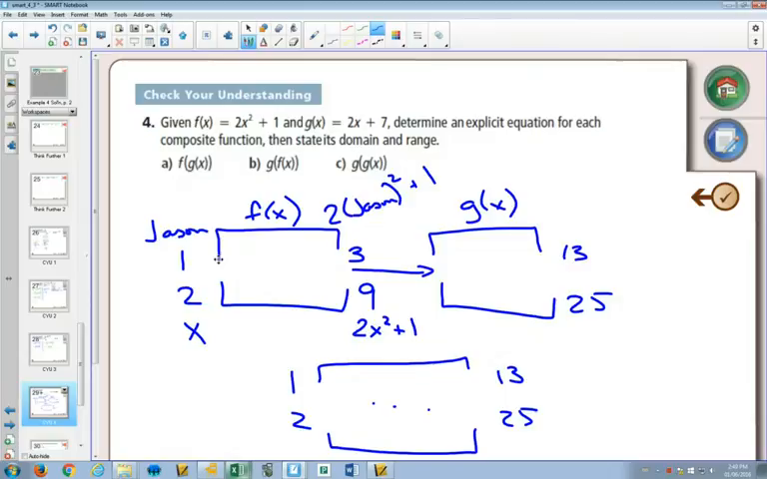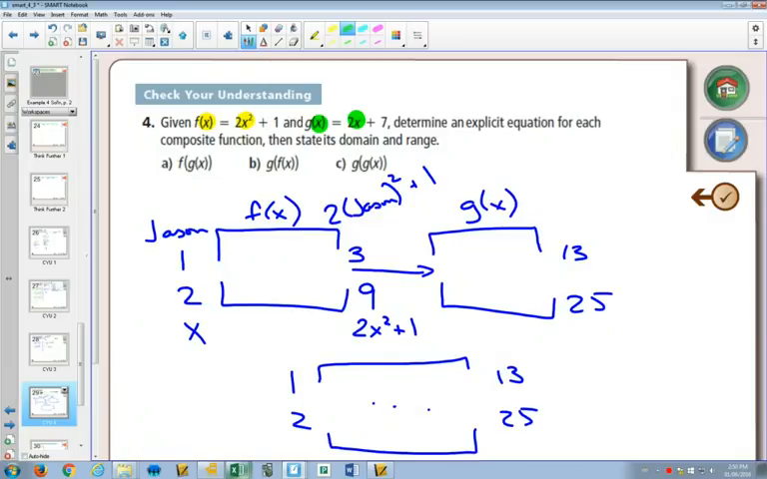Whatever you throw in, this function f of x takes, this is the idea, it takes whatever you throw in, squares it, times it by 2, and adds 1. So if you threw a happy face in, the happy face would get squared, it would get multiplied by 2, and then you would add 1. What does g of x do to whatever you throw in? Whenever you throw something into g of x, it gets multiplied by 2, and then you add 7.